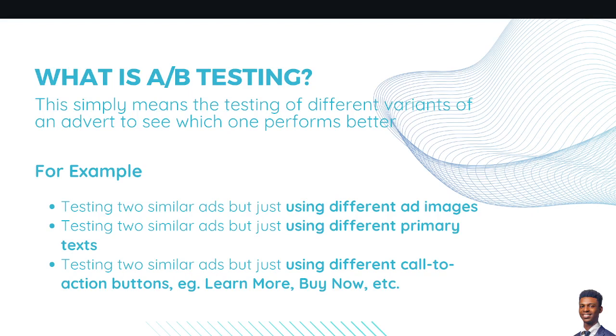So, for example, testing two similar ads but just using different ad images to see which one performs better. Or testing two similar ads but using different primary text. Or testing two similar ads but using different call to action button. You remember call to action button, like learn more, buy now, shop now, all of those, they're called call to action button. So let me show you an example.